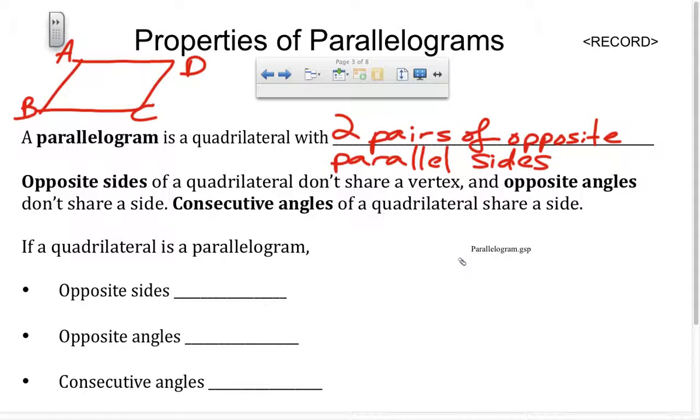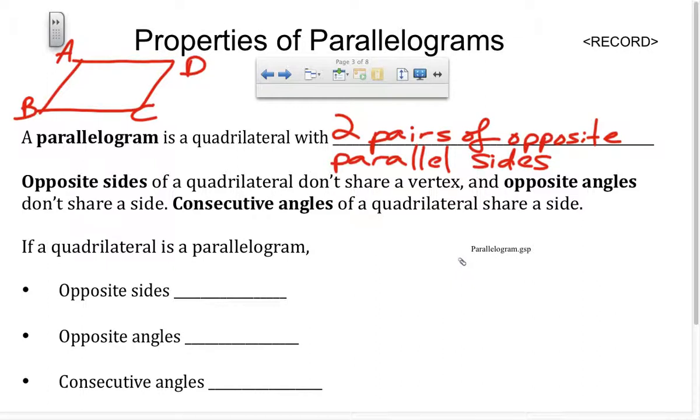So just for the sake of clarity, can one person please name for me, in that parallelogram ABCD that I've drawn for you, a pair of opposite sides? AB and DC are opposite sides. What is the other pair of opposite sides? Michael? AD and BC, absolutely.